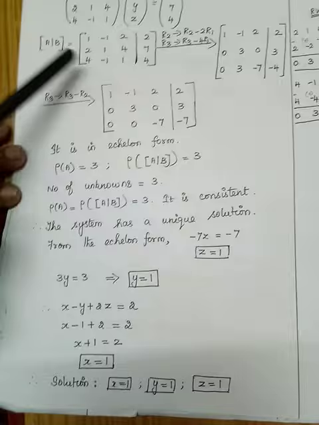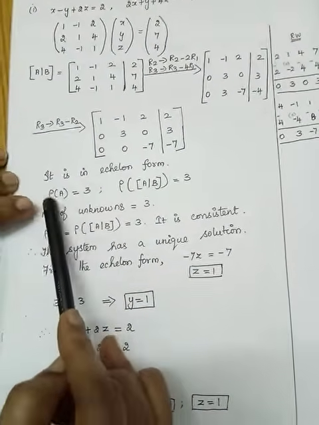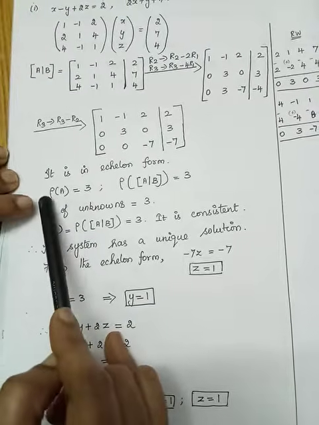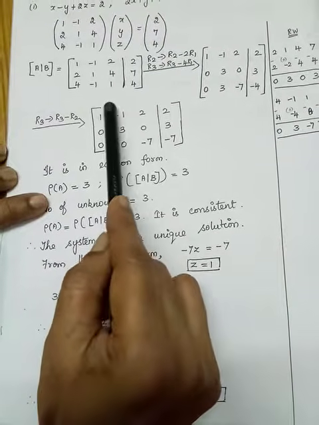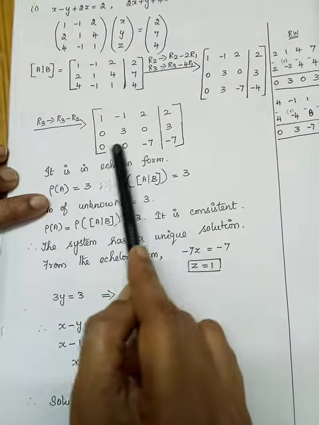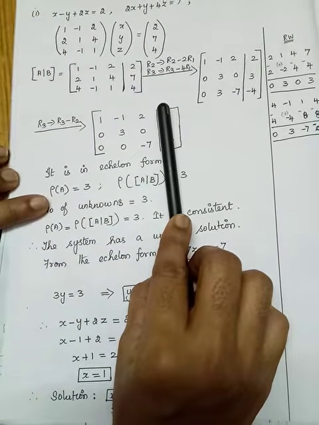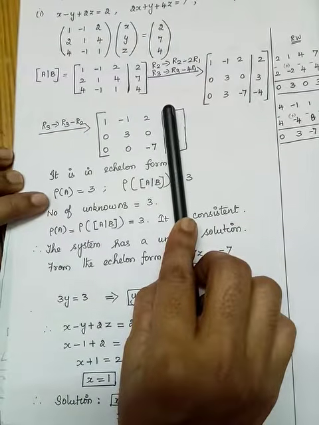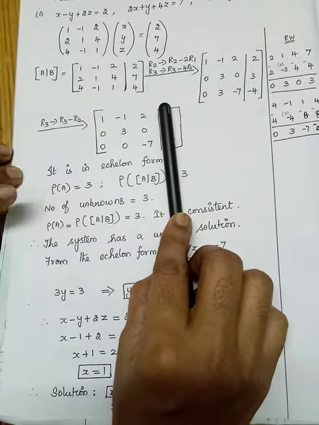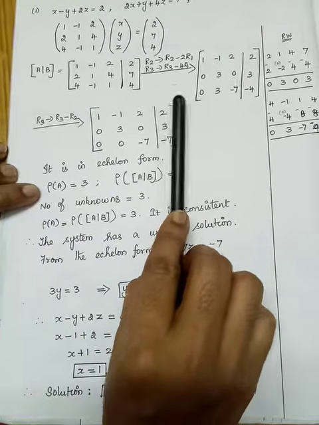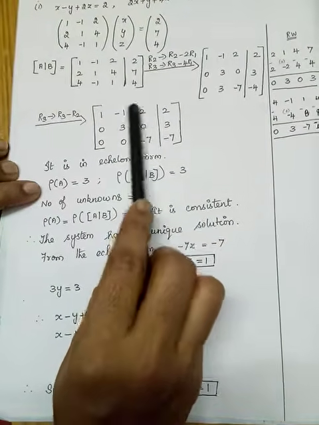After bringing the augmented matrix into echelon form, you have to find the rank of A. How do we find it? Rank of which matrix are we going to find? A. Take the first three rows, except the fourth column, and find the rank of the matrix A. How do we find the rank of the matrix? You have to count how many non-zero rows there are. Hiding the fourth column, count how many non-zero rows there are in these three rows.